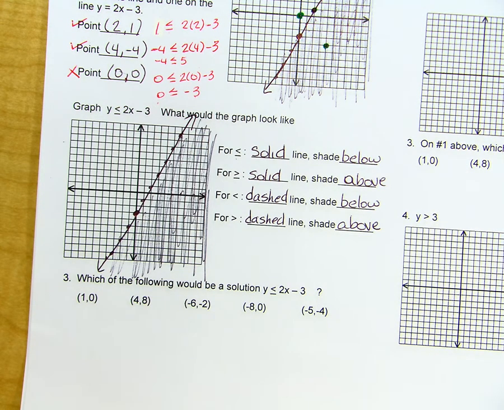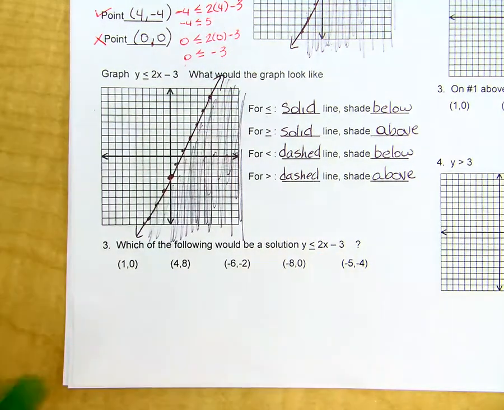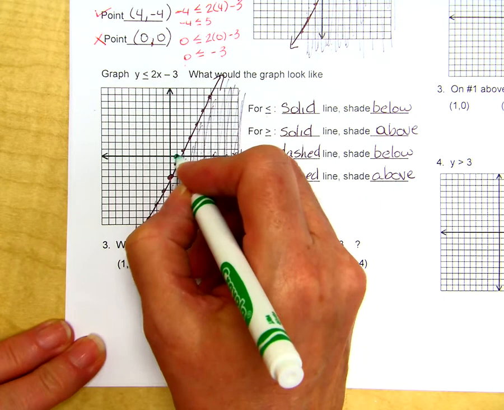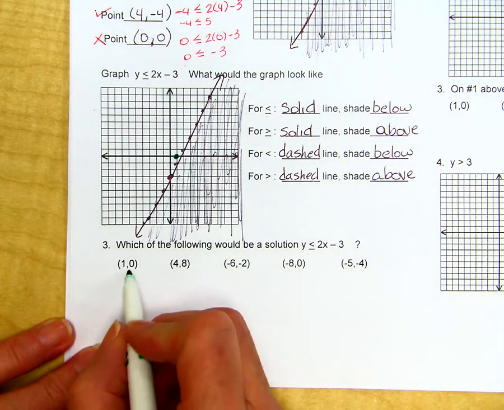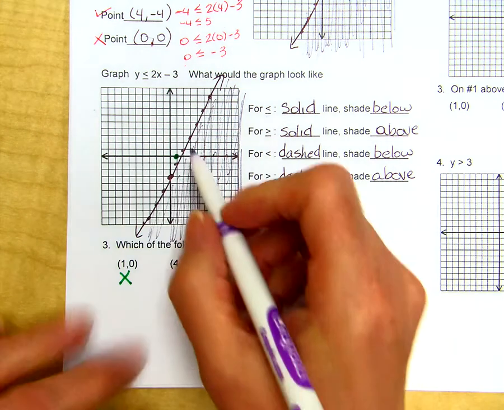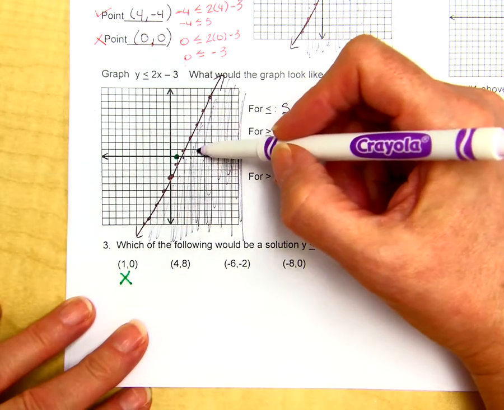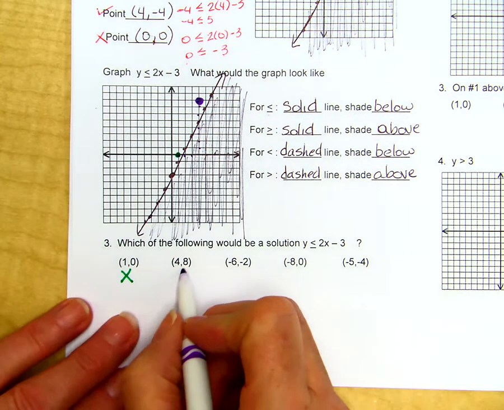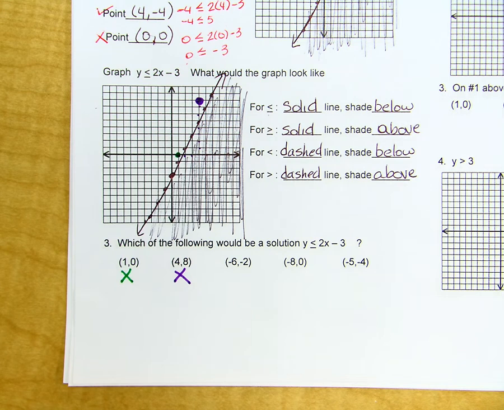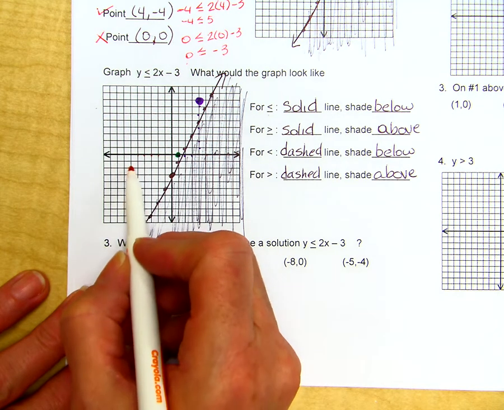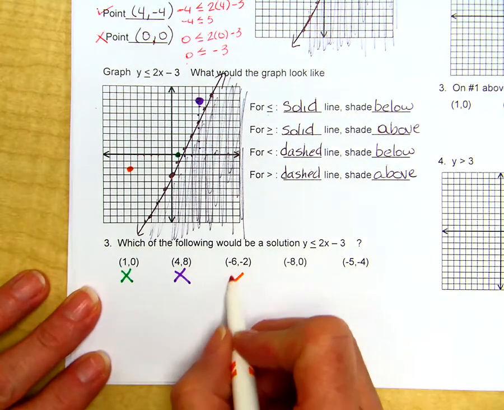Now they give us several points here, and they want to know which of these is a solution. So we're going to graph each of them. 1, 0. Over here, start at the origin. I go over 1 and up 0. Is this one in the shaded area? No. So it is not a solution. 4, 8. If I go over 4, 1, 2, 3, 4, and up 8. 1, 2, 3, 4, 5, 6, 7, 8. This one is also not a solution because it's not in the shaded area. For -6 and -2. So we go 1, 2, 3, 4, 5, 6, down 2. This one also not in the shaded area, so it's not a solution.